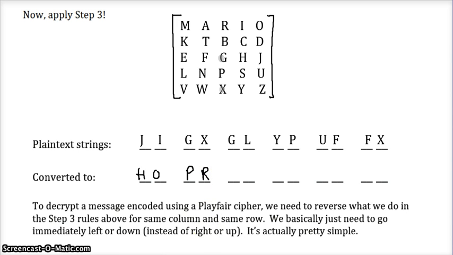Okay, then next we have G and L. Notice G and L here. There's the G and there's the L, so that's the rectangle way. G and L, the other things in that rectangle are E and P. G moves to E, L moves to P.